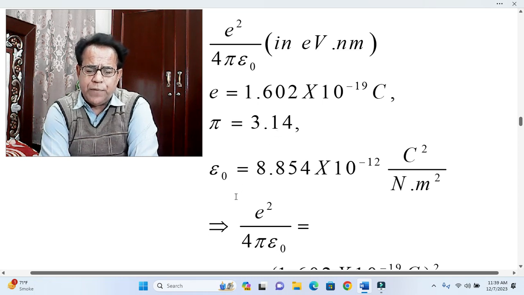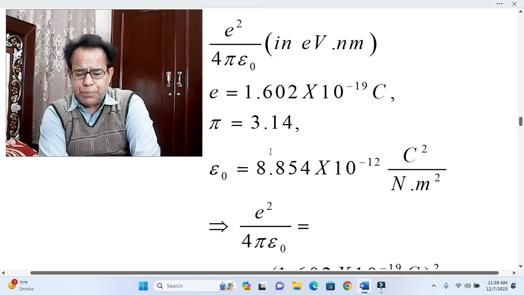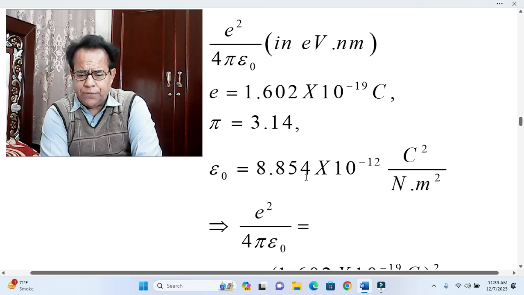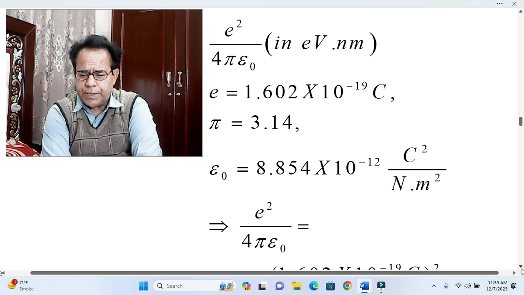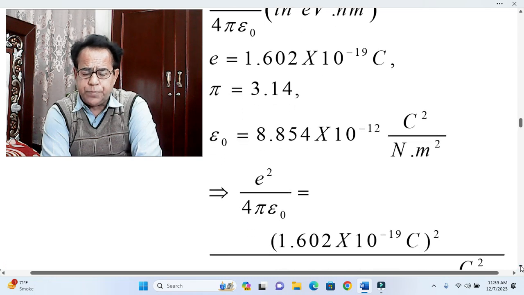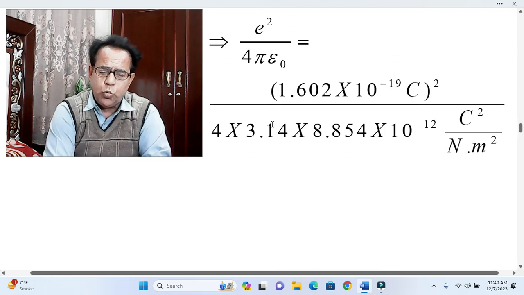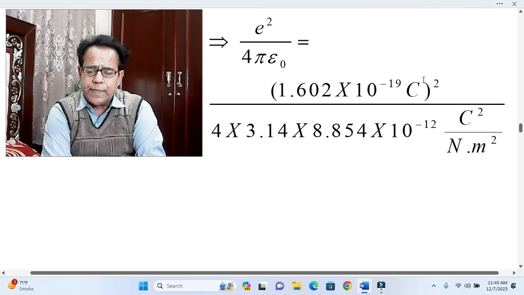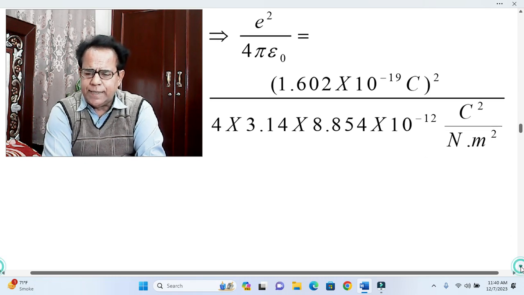Moreover, the value of epsilon naught is also introduced in a snapshot, which is 8.854 into 10 to the power minus 12 coulomb square per Newton meter square. This implies that e square over 4 pi epsilon naught will become equal to this: e square in the numerator divided by 4 into pi into epsilon naught. Next there is just simplification.